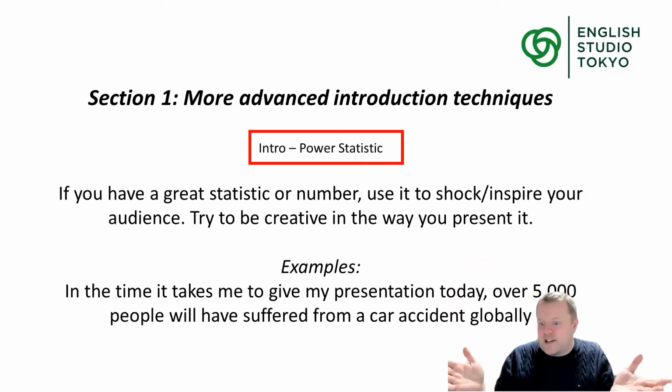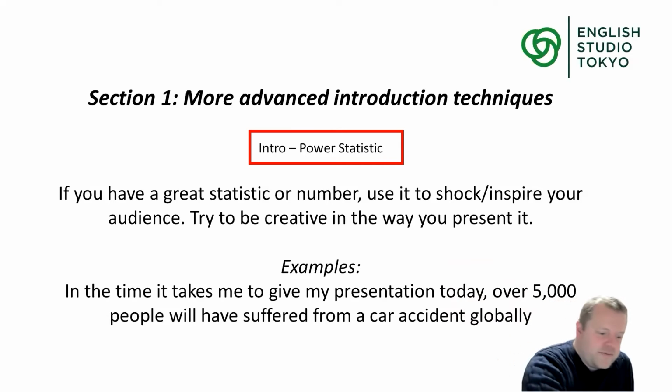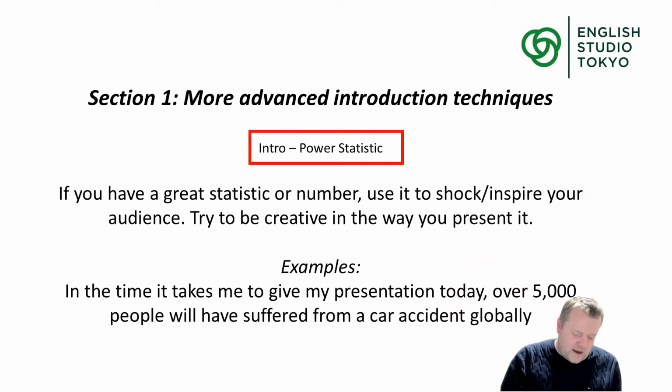That's my presentation. And I say, in the time it takes me to give my presentation today, over 5,000 people will have suffered from a car accident globally. Look at that technique. If I chose the real number, 5,000 times 24 times 365, the number's 44 million. But I've never seen 44 million people before. I don't know what 44 million looks like.